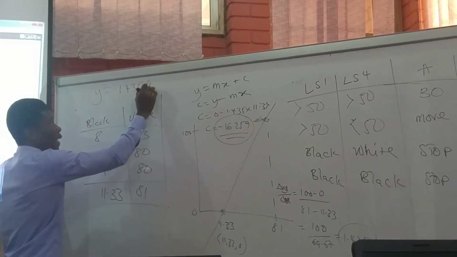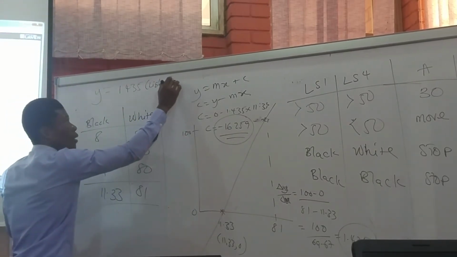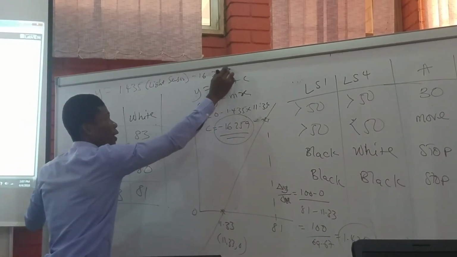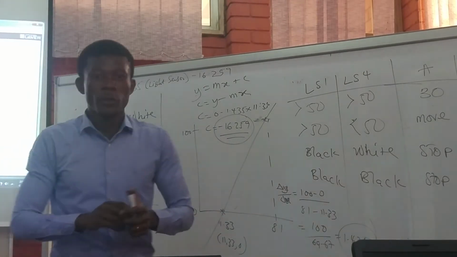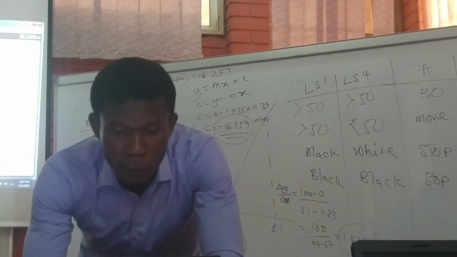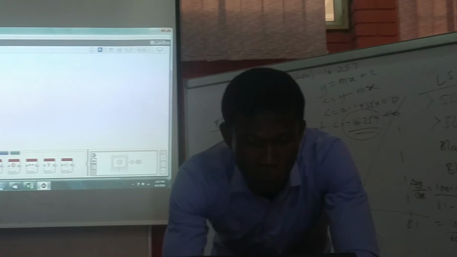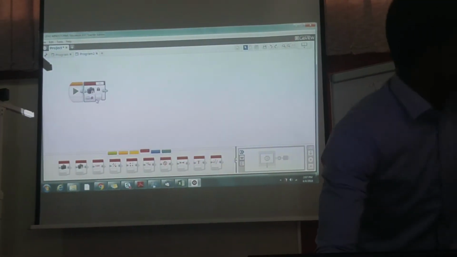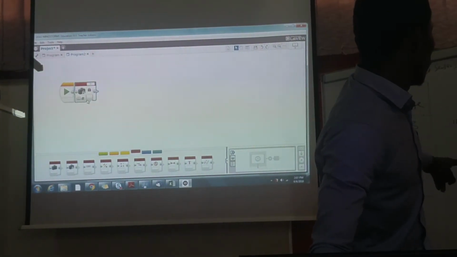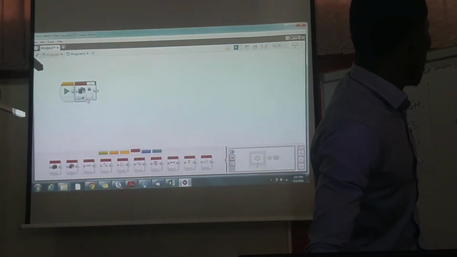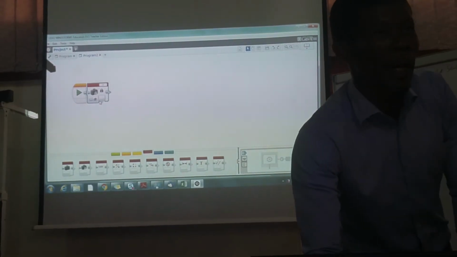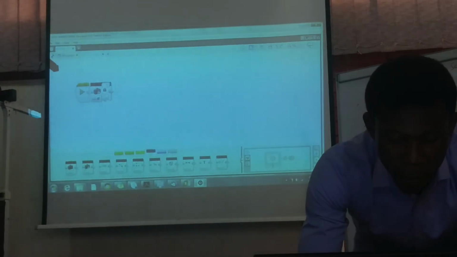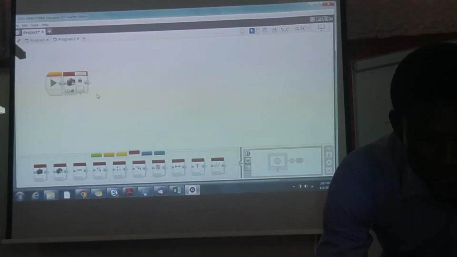Good. So we want to build this equation: y equals 1.435 times light sensor minus 16.259. Right? Good. So we go through it together. First thing we need is a constant block to store the M, which is 1.435. It should multiply what?